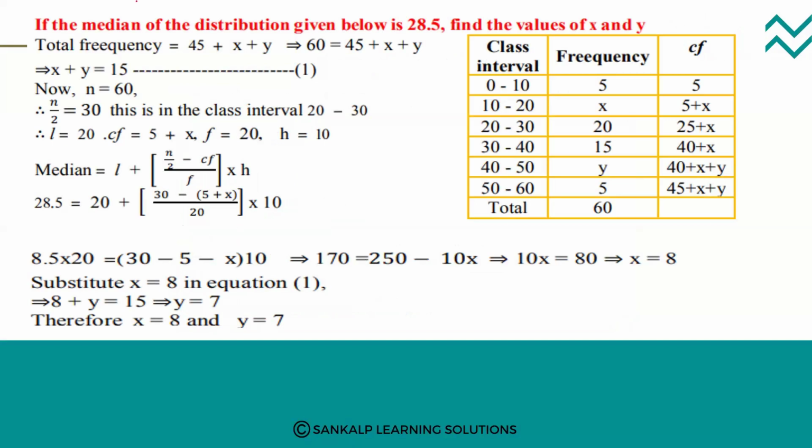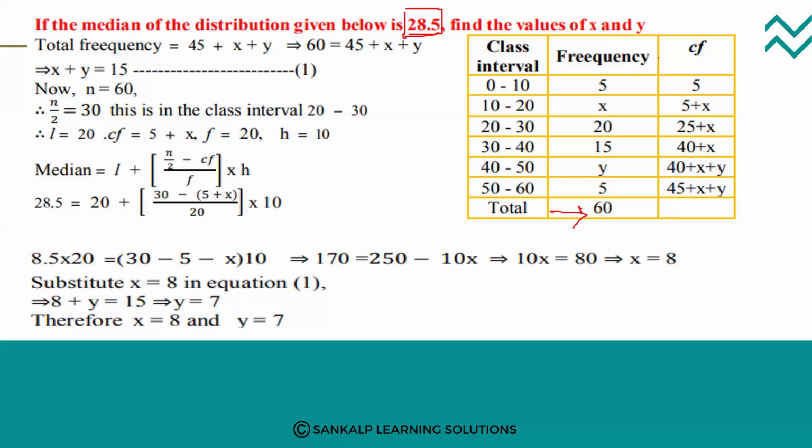If the median of the distribution given below is 28.5, find the values of X and Y. Here they have given the median, 28.5, and we need to find the values of X and Y. The class intervals are 0 to 10, 10 to 20, 20 to 30, 30 to 40, 40 to 50, and 50 to 60. Frequencies they have given are 5, X, 20, 15, Y, and 5. The total is also given, that is 60.